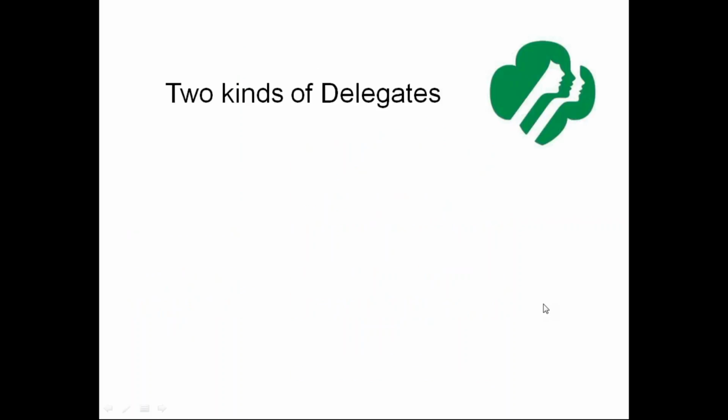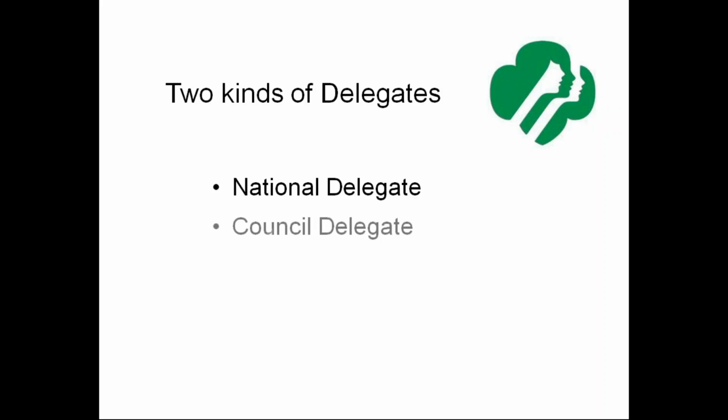There are two kinds of delegates. National delegates represent Girl Scouts Heart of the Hudson at the National Convention, which takes place every 3 years. The national delegates are elected by their service unit council delegates. Council delegates are elected by their service unit and in turn elect the national delegates.